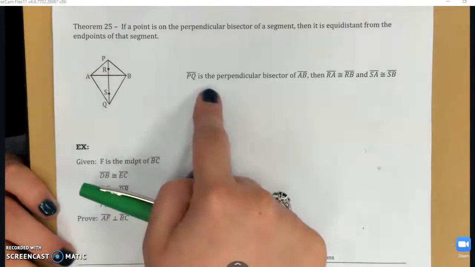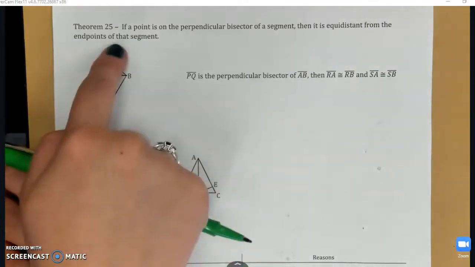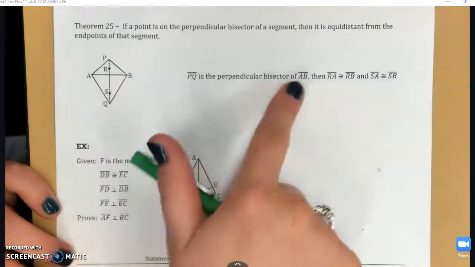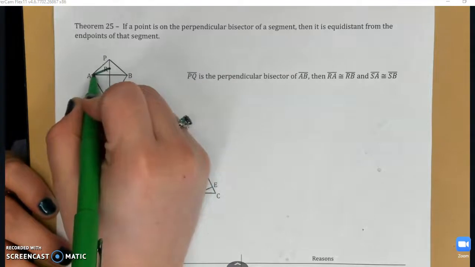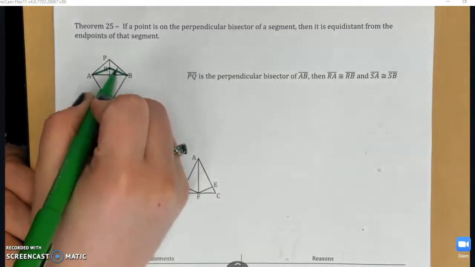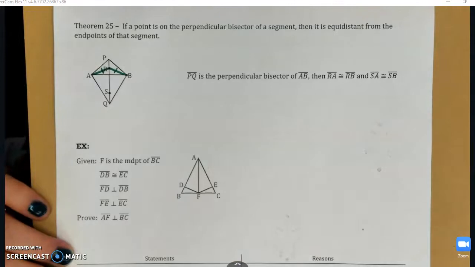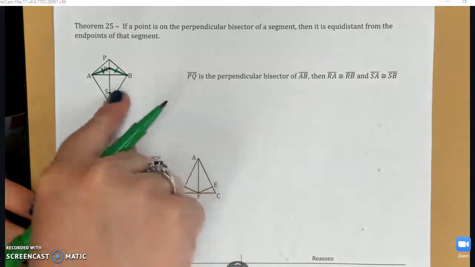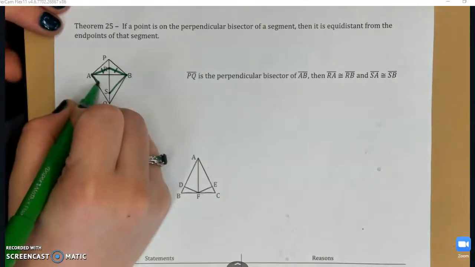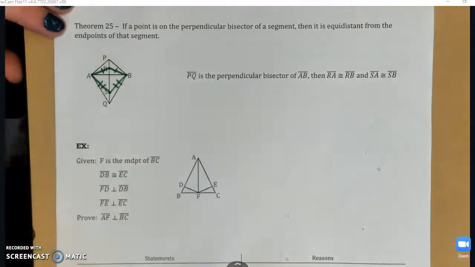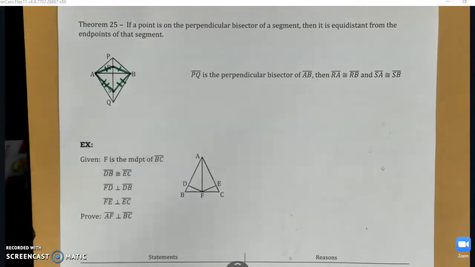So in this case, if PQ is the perpendicular bisector of AB, that means it splits it in half and it's perpendicular. Then if R is on that segment, then I can draw an auxiliary line from R to A and R to B, and those 2 segments are going to be congruent because R is equidistant from the endpoints. And similarly, this segment S is also on PQ, so I could draw an auxiliary line from S to A and S to B, and those 2 segments would also be congruent because S is equidistant from the endpoints because it's on the perpendicular bisector. So let's see how this helps us in a proof.